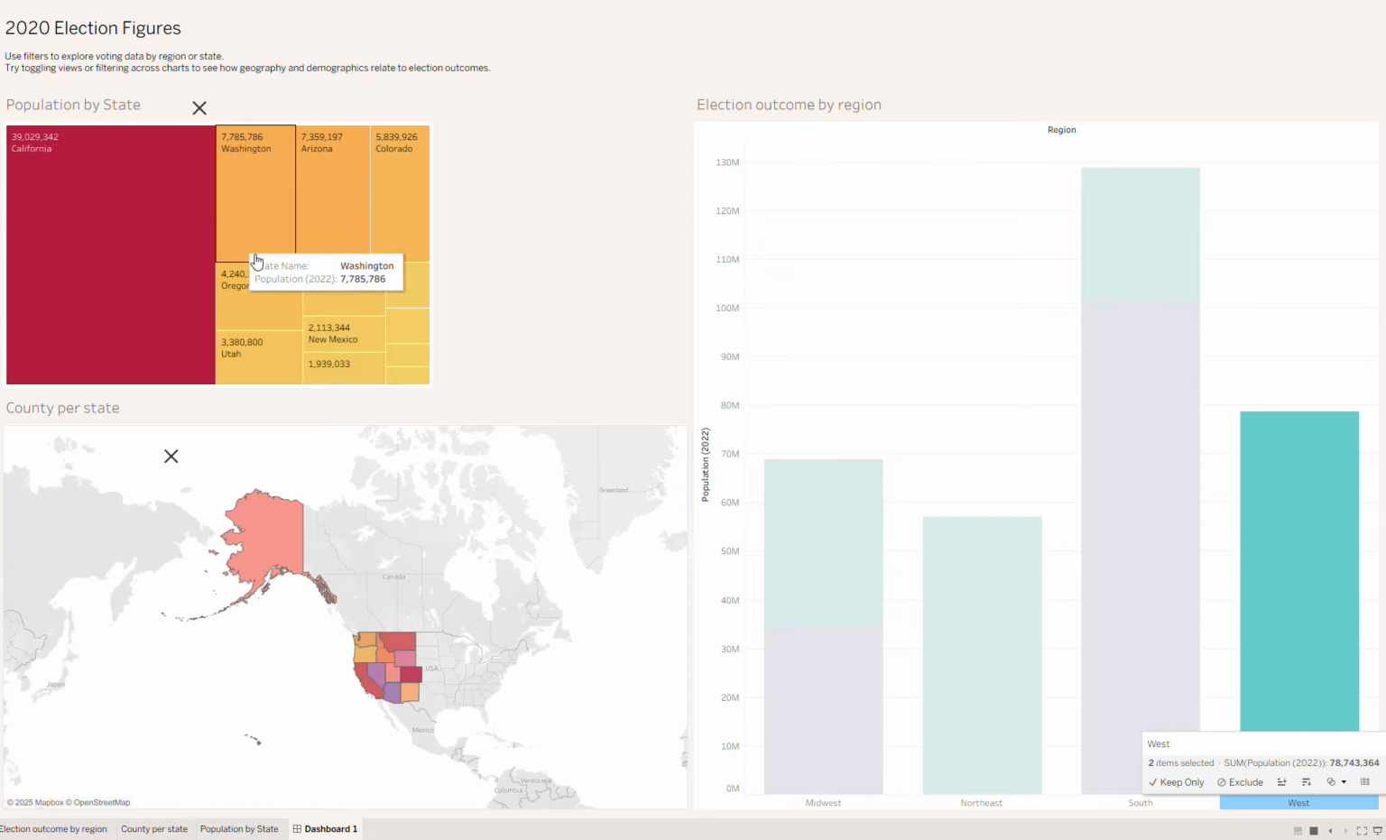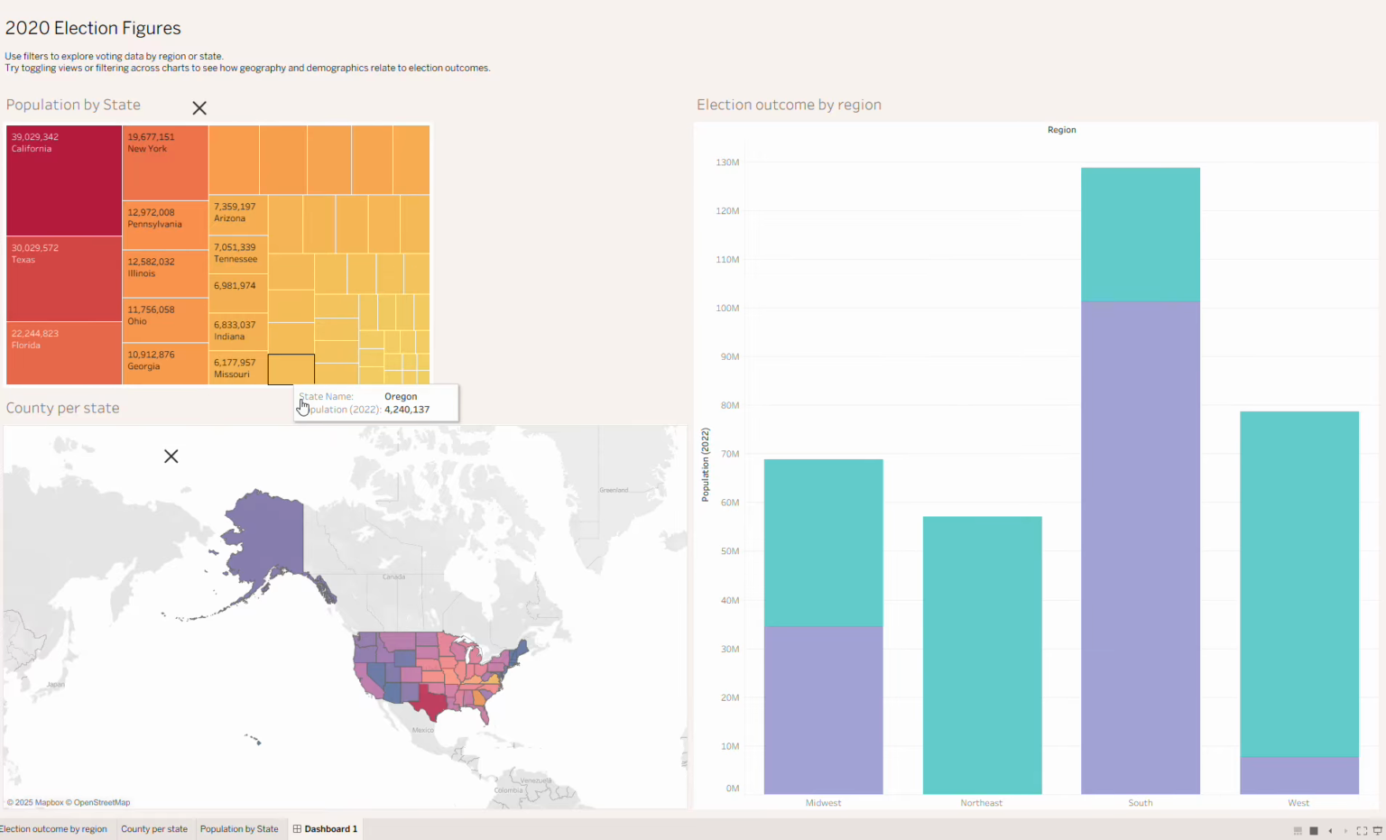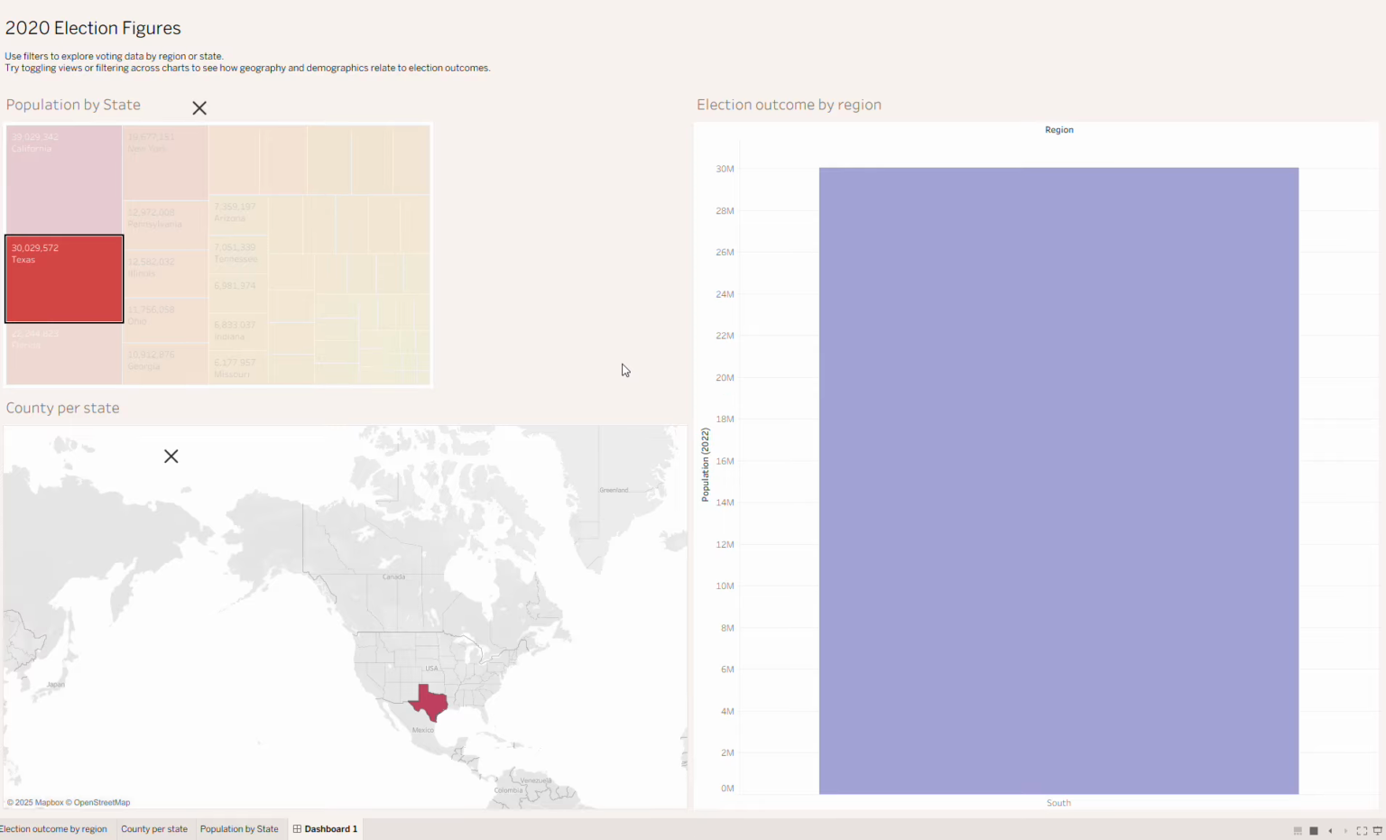Now, if we want to filter by a specific state, if I deselect this here, we can select Texas either on the map or up here, and it will show us the information for that state only. We see its county count highlighted on the map chart here, and its population block emphasized here. This cross-filtering shows how a single state can have a large number of counties and a high population, which together contribute to its electoral significance. And you can see here that it was the full population that voted for Republicans in Texas.